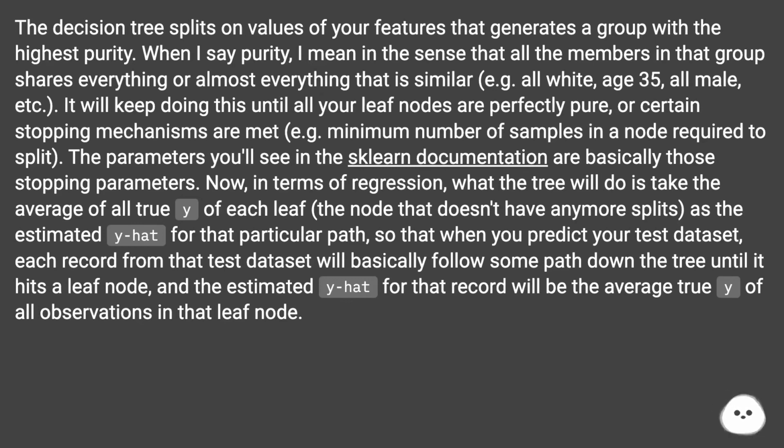Now, in terms of regression, what the tree will do is take the average of all true y of each leaf, the node that doesn't have any more splits, as the estimated y hat for that particular path, so that when you predict your test dataset, each record from that test dataset will basically follow some path down the tree until it hits a leaf node, and the estimated y hat for that record will be the average true y of all observations in that leaf node.